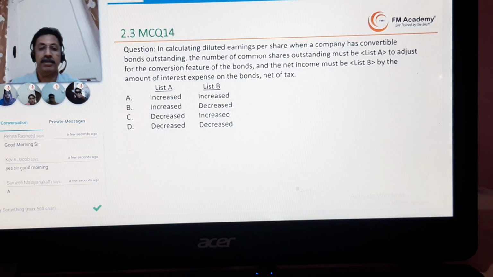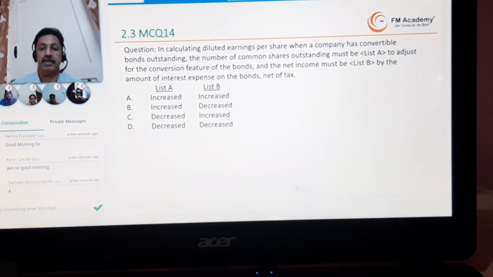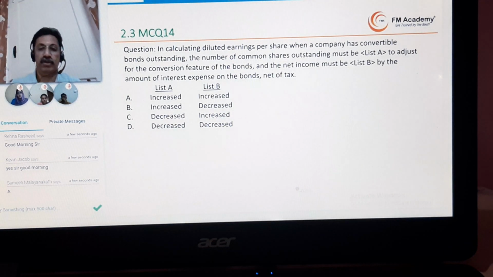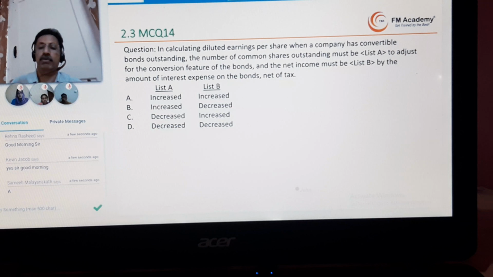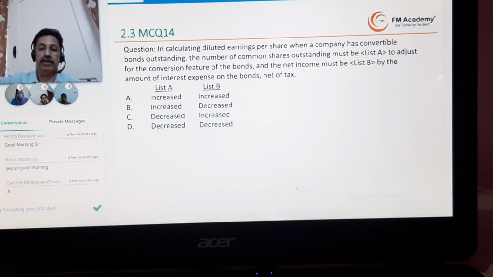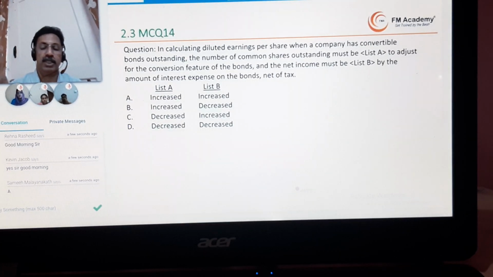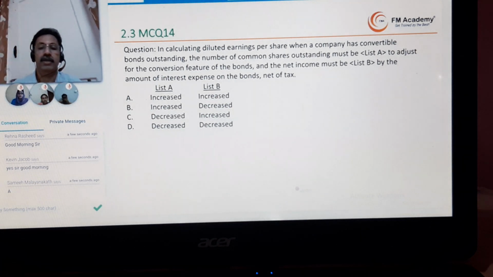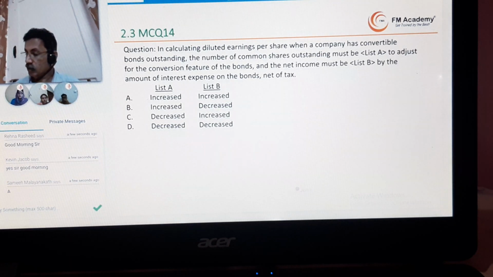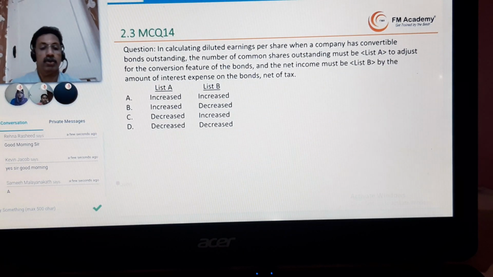When that happens, that's a denominator adjustment. And the net income must be what? If it is converted, you don't have to pay those people. So that's available for the residual claim. Residual claim is with the equity shareholders, common shareholders. So you don't have to pay the specific debt holders or the preferred stockholders, right? So that also will be increased. So what's the answer? It will be increased.